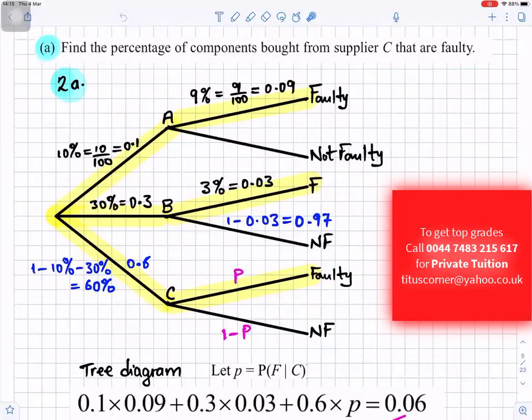And for A, 9% are faulty. So it's 9 divided by 100, which gives you 0.09. We don't know how many are not faulty. For B, 3% are faulty, which is 0.03. And how many are not faulty? 1 minus 0.03 gives you 0.97, the probability. And for C, p for faulty and 1 minus p for not faulty.